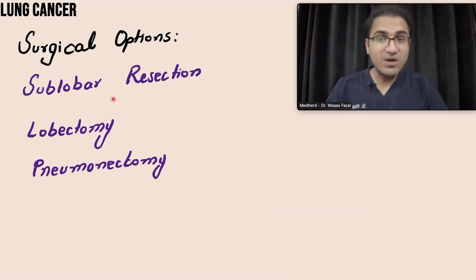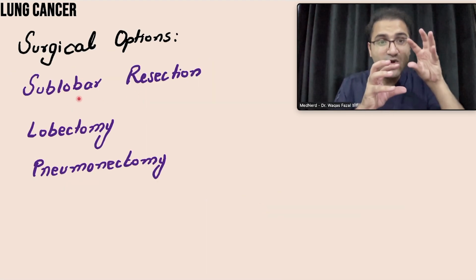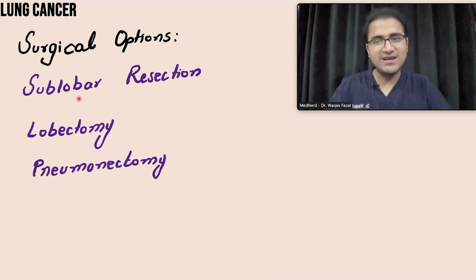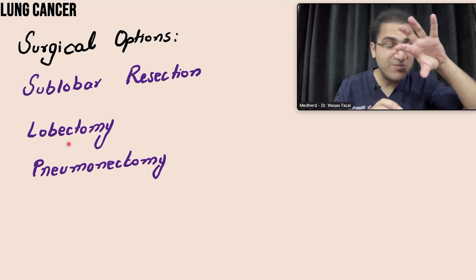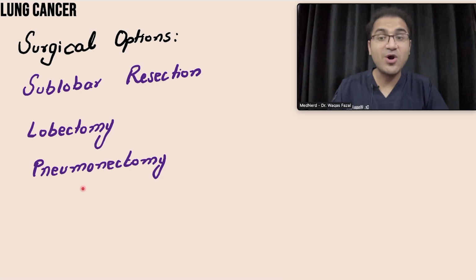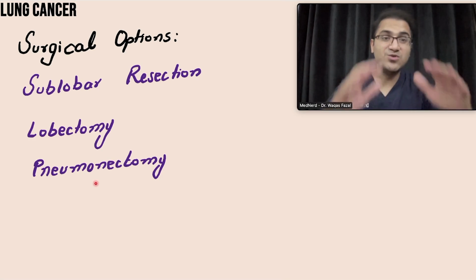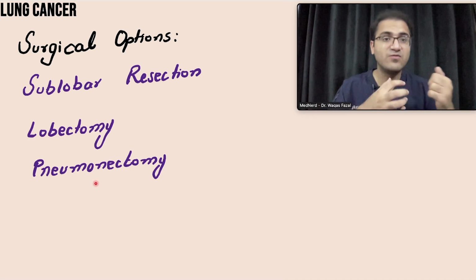Surgical options include sublobar resection, where you remove the part of the lobe that is having the cancer, or lobectomy, where you completely remove one lobe of the lung, or pneumonectomy in some cases where you completely remove one lung from the patient.